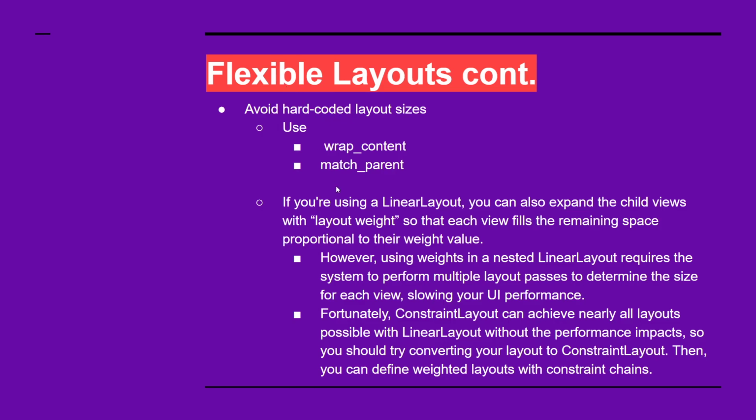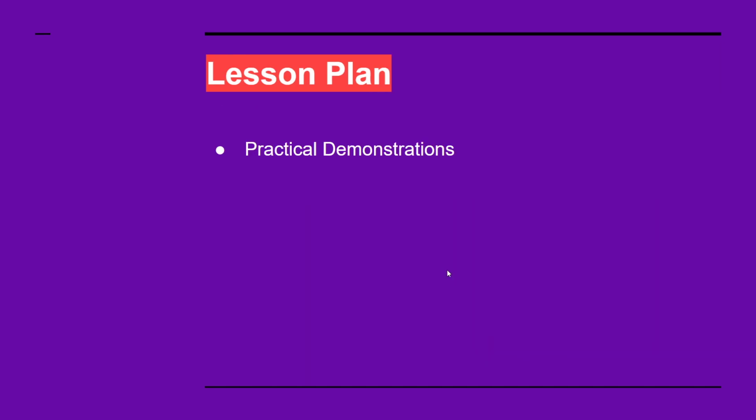Now then, continuing with flexible layouts, make sure to avoid hard coding the layout size as discussed earlier. Then again, if you are using linear layout, as we said a little while ago, try to use a property called layout weight. But if you look at these last two bullet points, due to performance problems, it's recommended to use constraint layout over linear layout. So wherever possible, use constraint layout, not the linear layout. The lesson plan is going to be practical demonstrations as usual. So now let's go and do the practical for this.